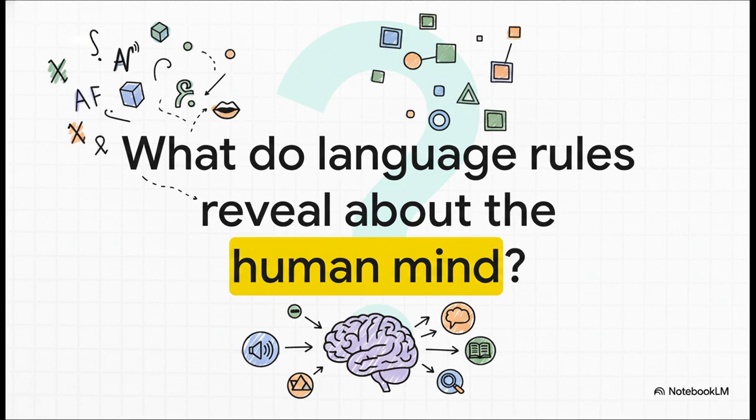And that just leaves us with one last massive question to chew on. The fact that every single human language on Earth, no matter how different it sounds, is built on this foundation of rule-governed creativity, that's just mind-blowing. If this amazing system is universal to all of us, what does that tell us about the very blueprint of the human mind itself? Something to think about.